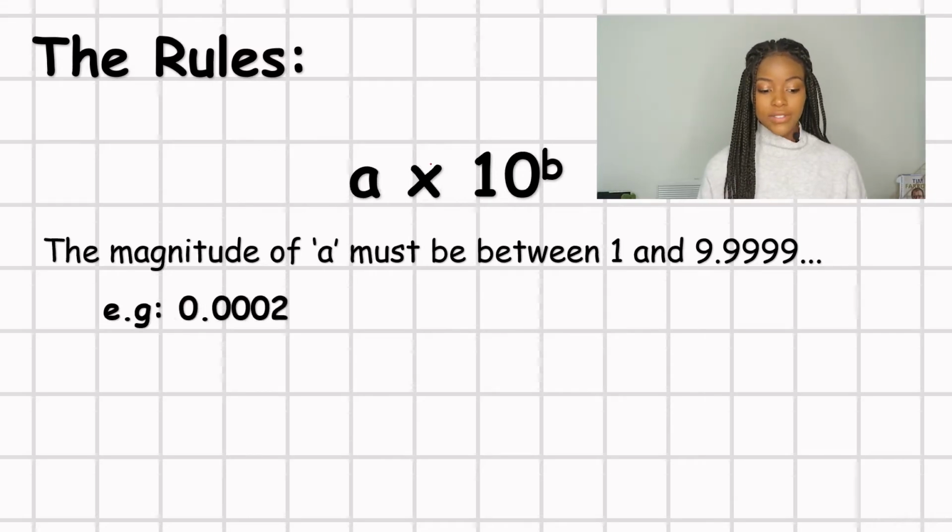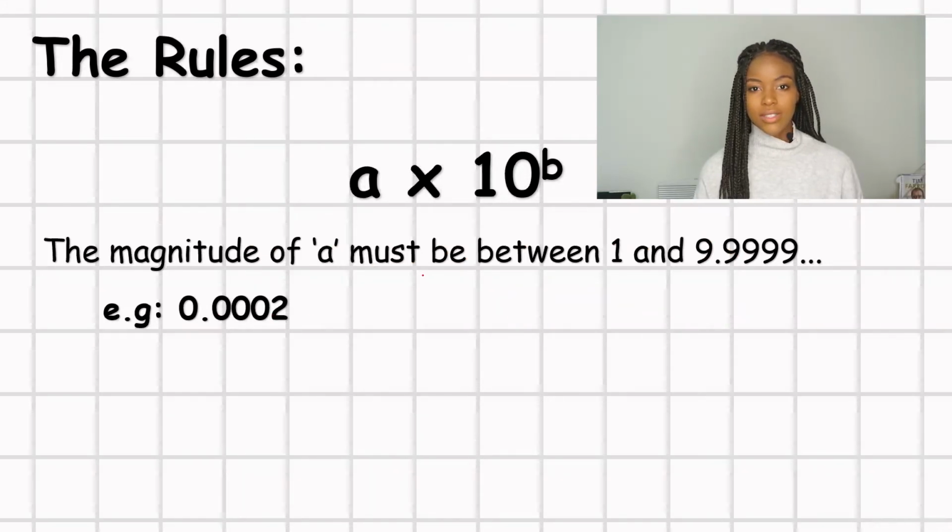Here we have the example of 0.0002. And we said that the magnitude of A must be between 1 and 9.99999. We want to find a number in this that is between, I'll say, 1 and 10. We know that we can't choose 10, but I'll say between 1 and 10. So looking at 0.0002, we would choose 2. We can't use 0. So our A would be 2.